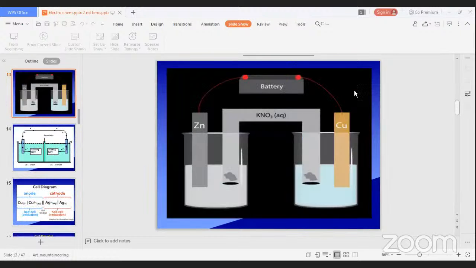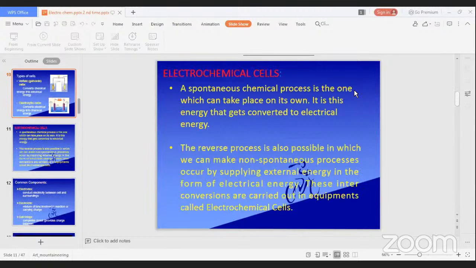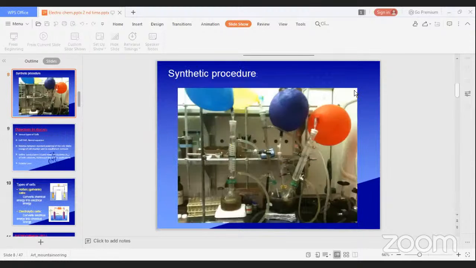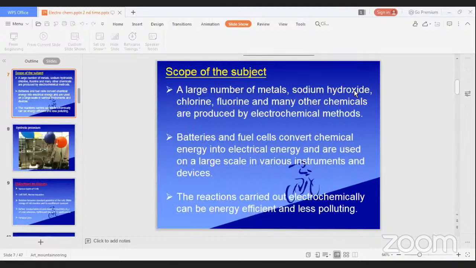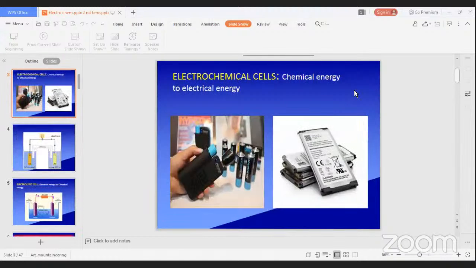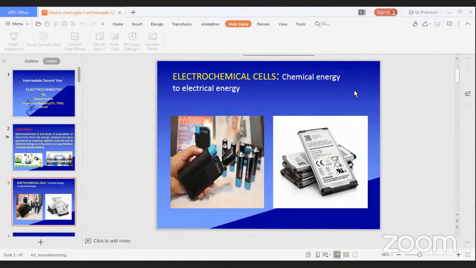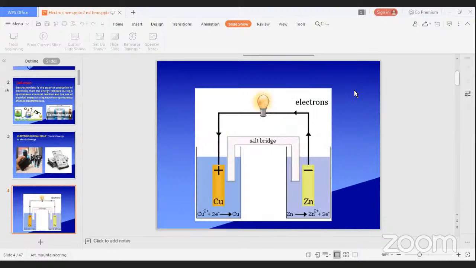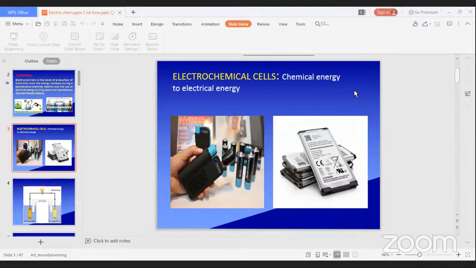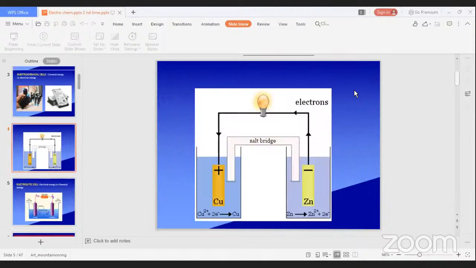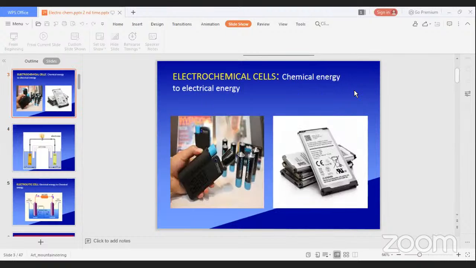First of all, see, what are the topics we will discuss today. From the first one, the definition of electrochemistry. We have discussed it as the interconversion between electrical energy and chemical energy. And what are the cells? Two types of cells. These two pictures indicate the uses. Electrolytic cell is interconversion between electrical to chemical, and the other is chemical to electrical. That's why we have discussed this.